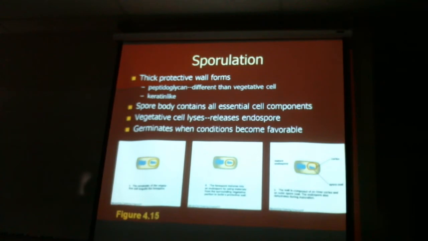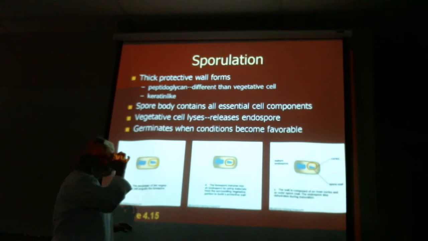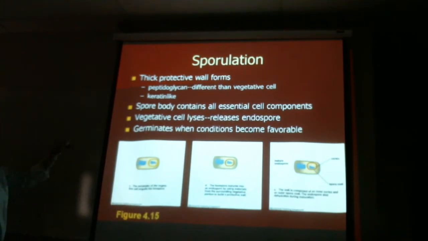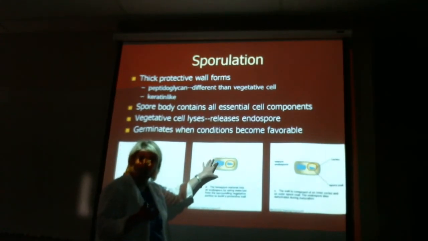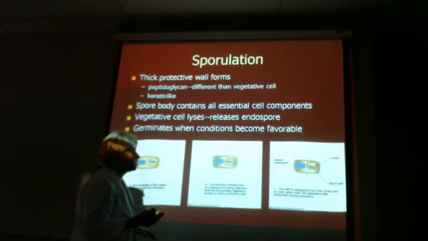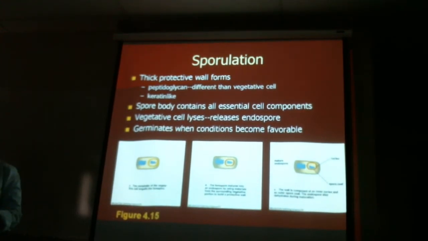Now, there is a very thick wall that forms, and it is peptidoglycan, but it's a little different than what we had talked about. It's more keratin-like. So it'll cover all of those parts of the spore. That vegetative cell will lyse and release the endospore. And if those conditions are harsh, the vegetative cell dies off. And then this is going to just hibernate until things become more favorable. We'll get there.